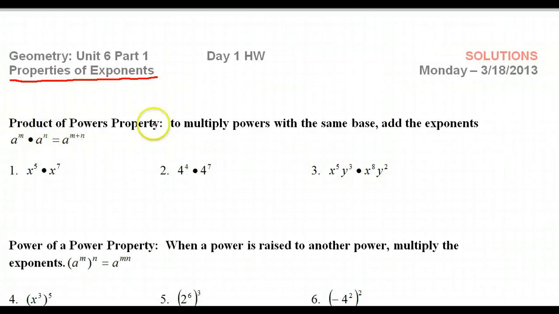So first is the product of powers property, and basically the shortcut is if you have variables with the same base, and when I'm using this word base, we've got a base and then we've got an exponent or power. So this is the base, that's the power. See how in this case the a's are the bases and they're the same. In that case, if you want to multiply, you will add those exponents. So if I have x to the 5th power times x to the 7th power, that's going to give me x to the 12th power.